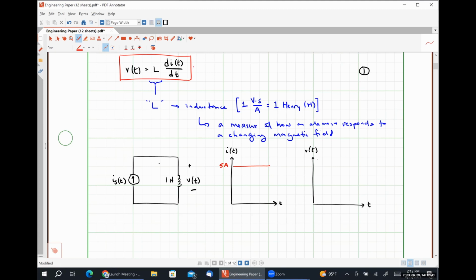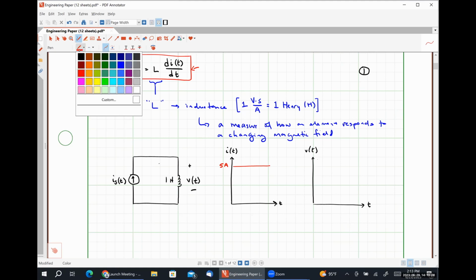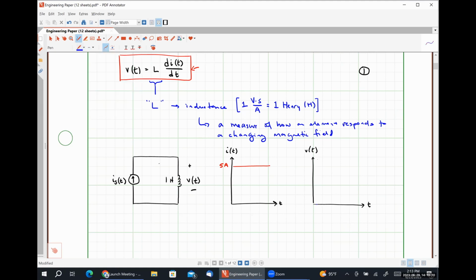So if we look at our relationship here, we have a derivative-based relationship, right? So if I is a constant 5 amps, then what is the derivative of I with respect to time? 0. So if the di by dt part is 0, it doesn't matter what value L has, the voltage drop across the capacitor, excuse me, the inductor is going to be 0. Okay.